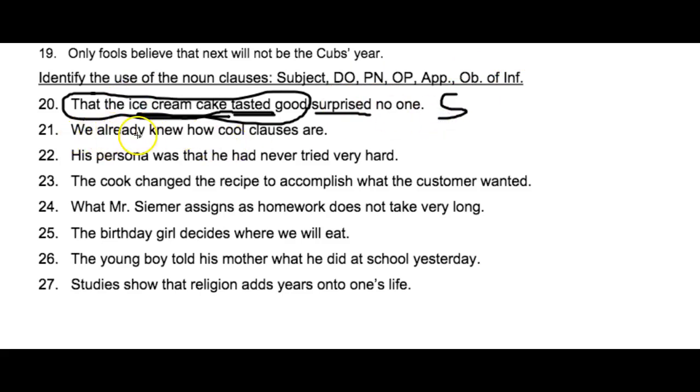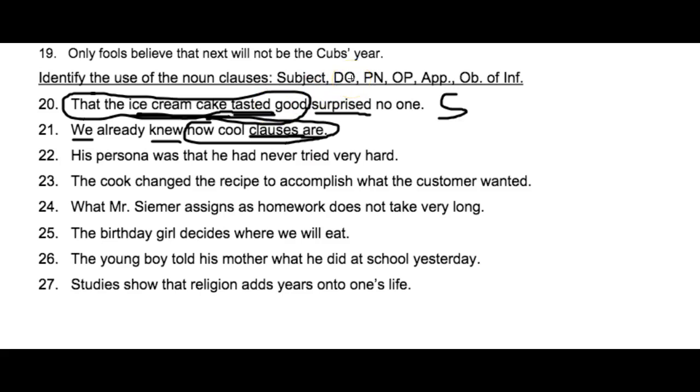In this next one, "We already knew how cool clauses are." So we got a verb here, are. What are? Clauses are. And then we've got knew. Who knew? We knew. So I got to find a connector word. How is my connector word. I'm going to take that. And the subject is going to be in front of the verb. This is after a verb, so it's probably not the subject.